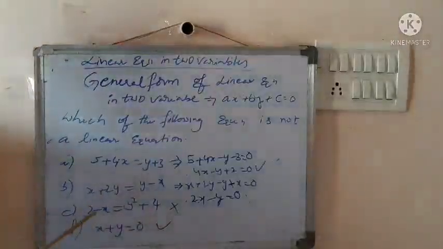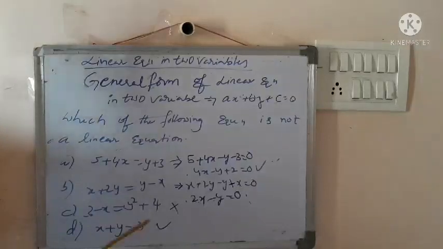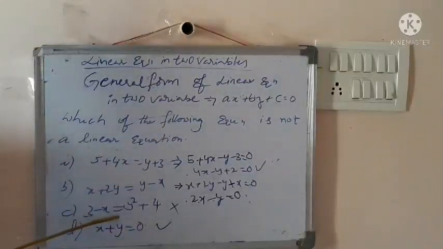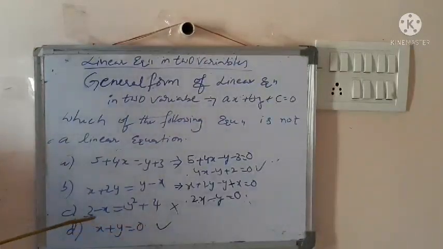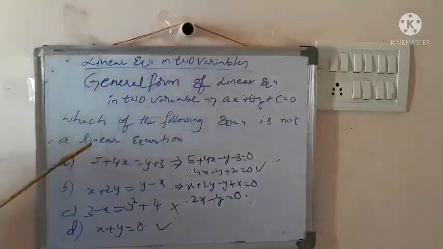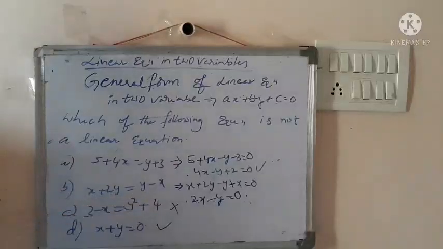And now 3 minus x is equal to y square plus 4. Here you observe, this equation has degree 2. But a linear polynomial has degree 1. But here degree is 2. So this is not a linear equation.